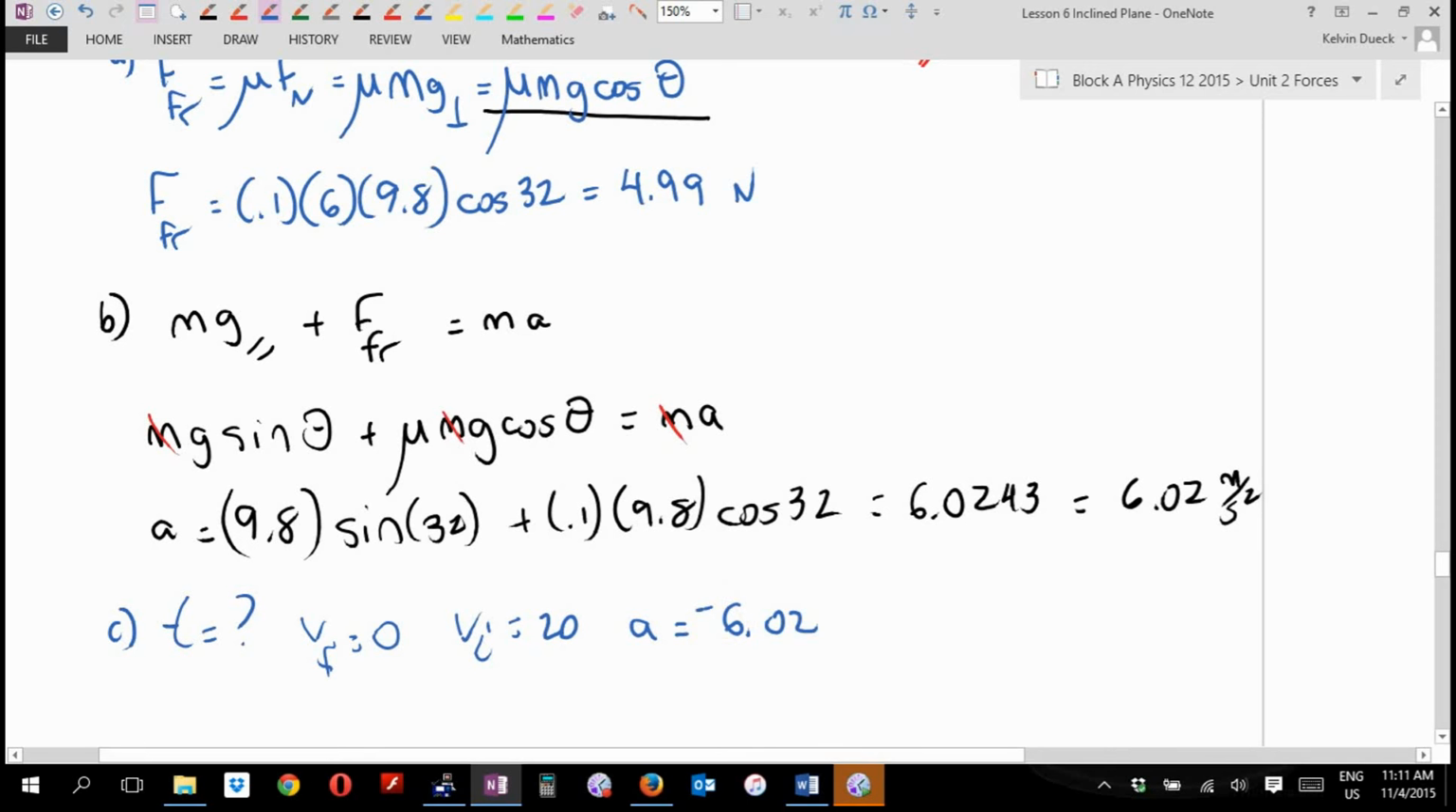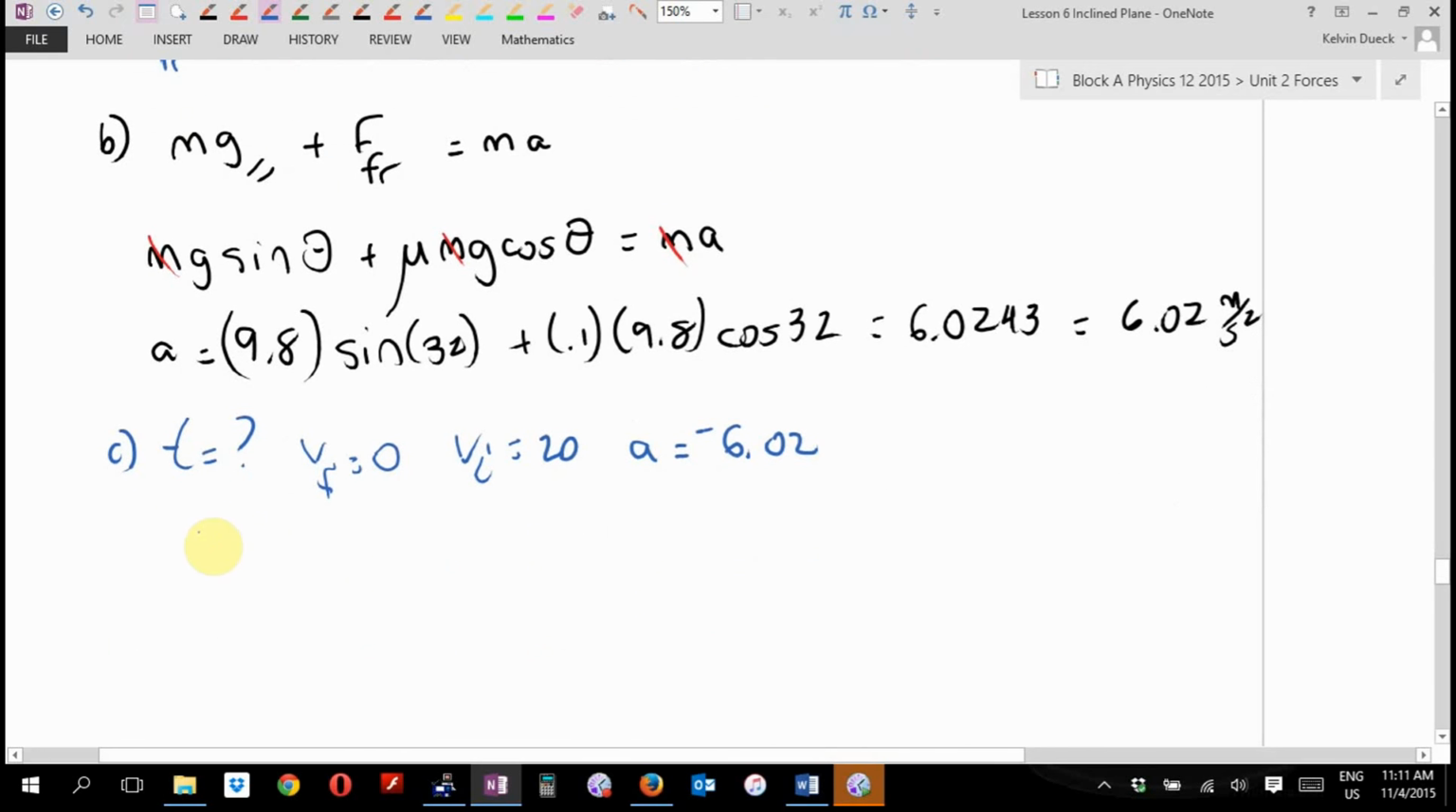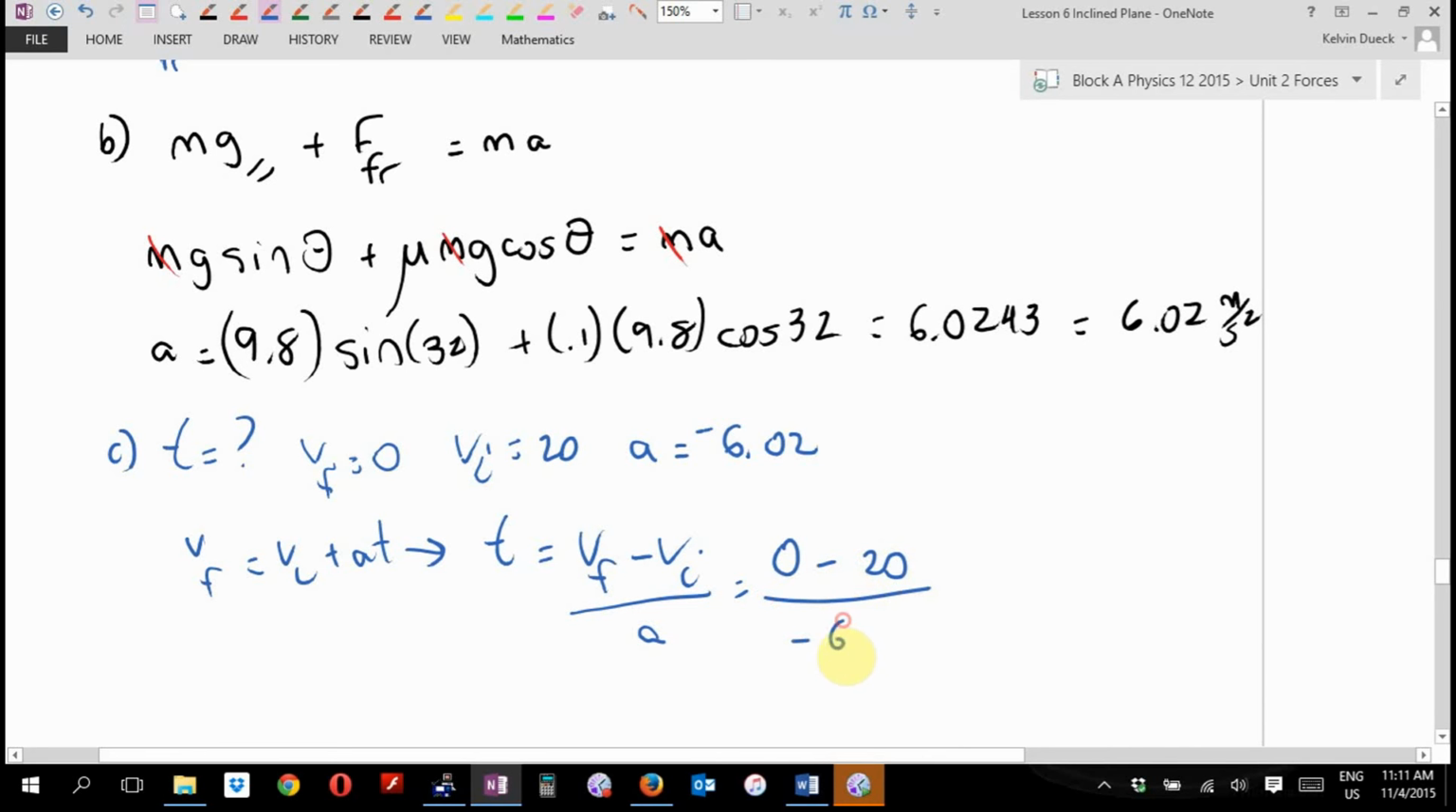I'm looking for an equation that has VF, VI, A, and T. Oh, this is the one we used all the time in Physics 11. This was the VF equals VI plus AT. It's going to be T equals VF minus VI over A. 0 minus 20 all over negative 6.02.